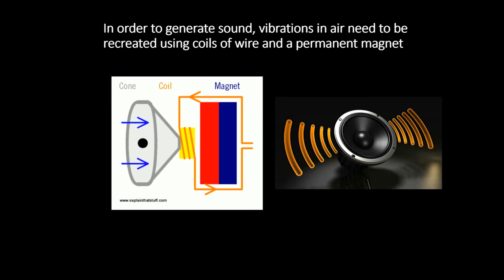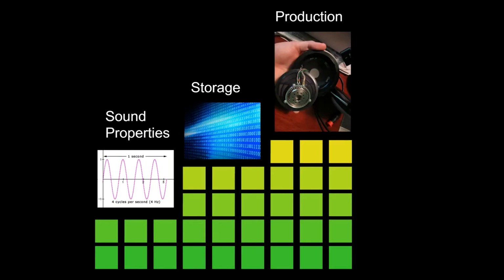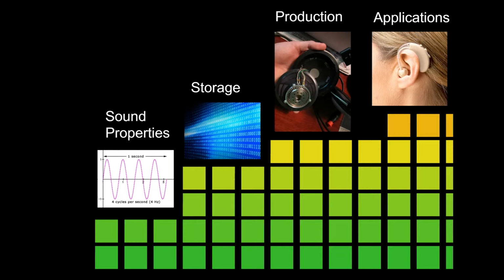If we attach the magnet to the cone, the movements are transferred to the air, creating sound. So now that we can produce it, where else can engineers use digital sound other than speakers?